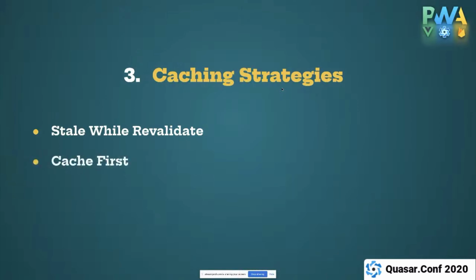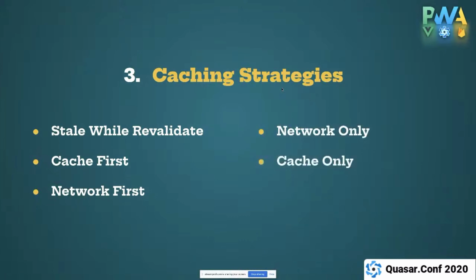Then we have the cache-first strategy. And in this strategy, the service worker always tries to grab the request from the cache first and only falls back to the network if it can't get it from the cache. So this is good for things like font files, which are not going to change very often. Then we have network first, which is good for API requests and stuff like that. So the service worker will try and grab the request from the network. And if it can't get it from the network, it will fall back to the cache. And then we have 2 lesser used strategies, network only and cache only, which are fairly self-explanatory.